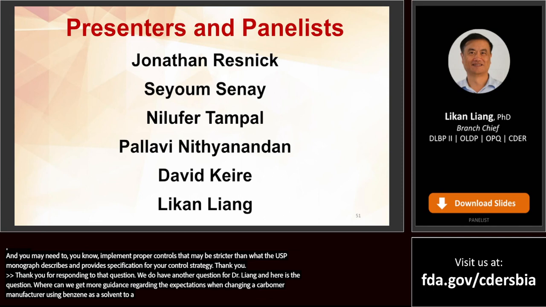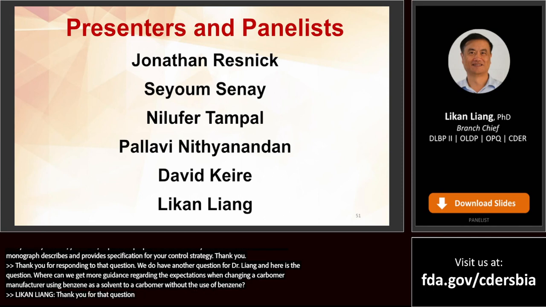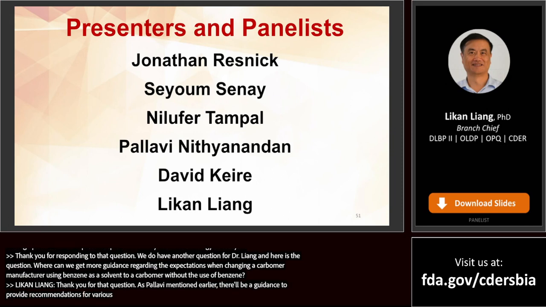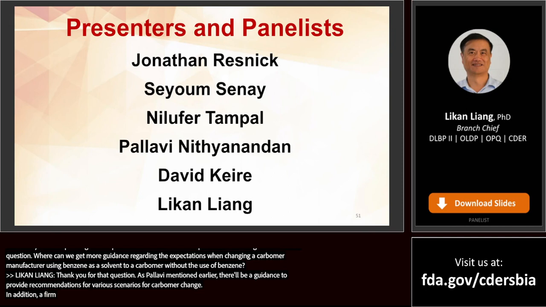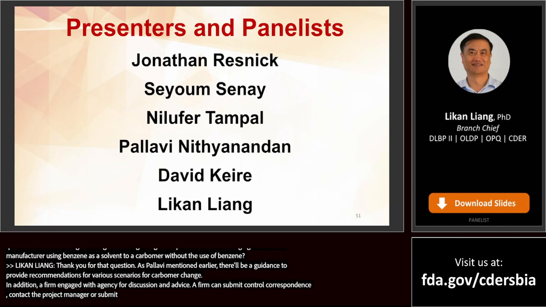Thank you for that question. As Pallavi mentioned earlier, there will be a guidance published to provide recommendations for various scenarios for carbomer change. In addition, a firm can engage the agency for discussion and advice. For example, a generic firm can submit a control correspondence, contact the project manager, or submit a formal meeting request for a complex drug product, depending on the stage of your application or the product development.